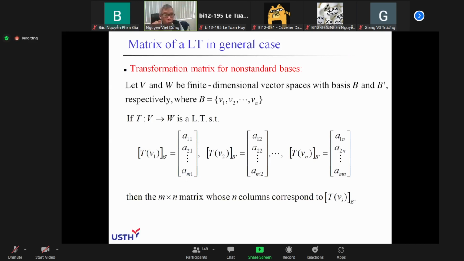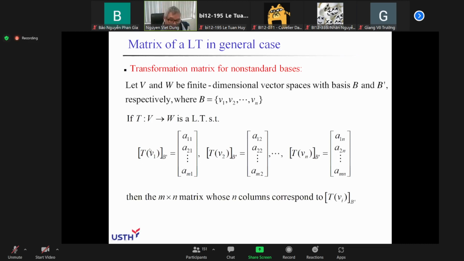Now we consider the general case. It means that we consider a linear transformation T from any vector space V into any other vector space W. And suppose that we have a basis B for the domain V and we have a basis B prime for the codomain W. And suppose that B consists of V1, V2 up to Vn. Then first we calculate T of V1, T of V2, and T of Vn. Those vectors lie in the codomain W, and W has a basis B prime.